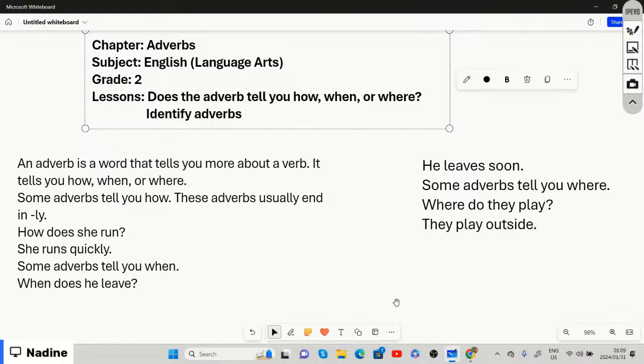We also said an adverb tells you where. We went over how, went over when, and now it tells us where. For example, where do they play? They play outside.